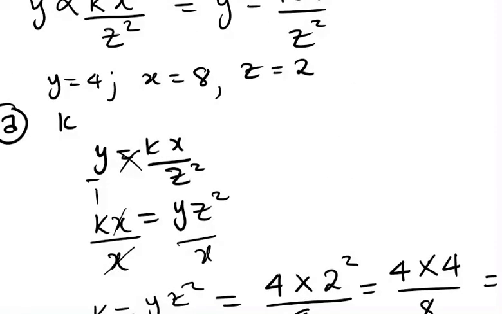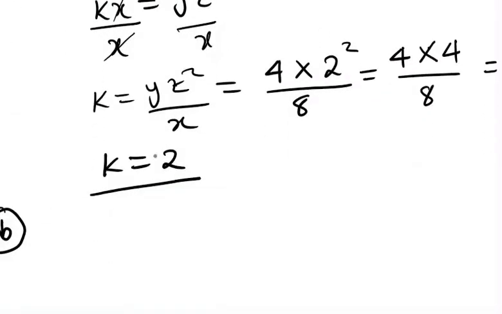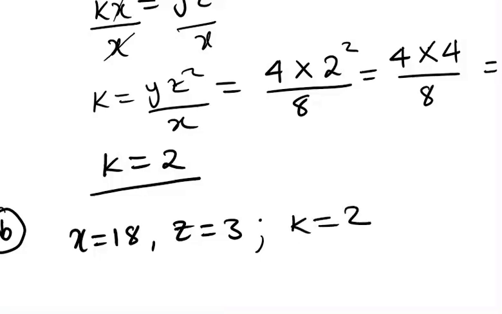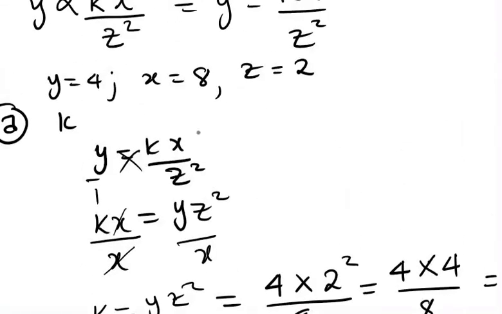So part B, we are told to calculate the value of y when x is 18, z is 3. So x is 18 and z is 3. So you need to be very careful, because if you get k wrong, you get everything wrong here. Then k is 2. We've already solved for k. So y equals kx over z squared. Okay, that's our equation from here.